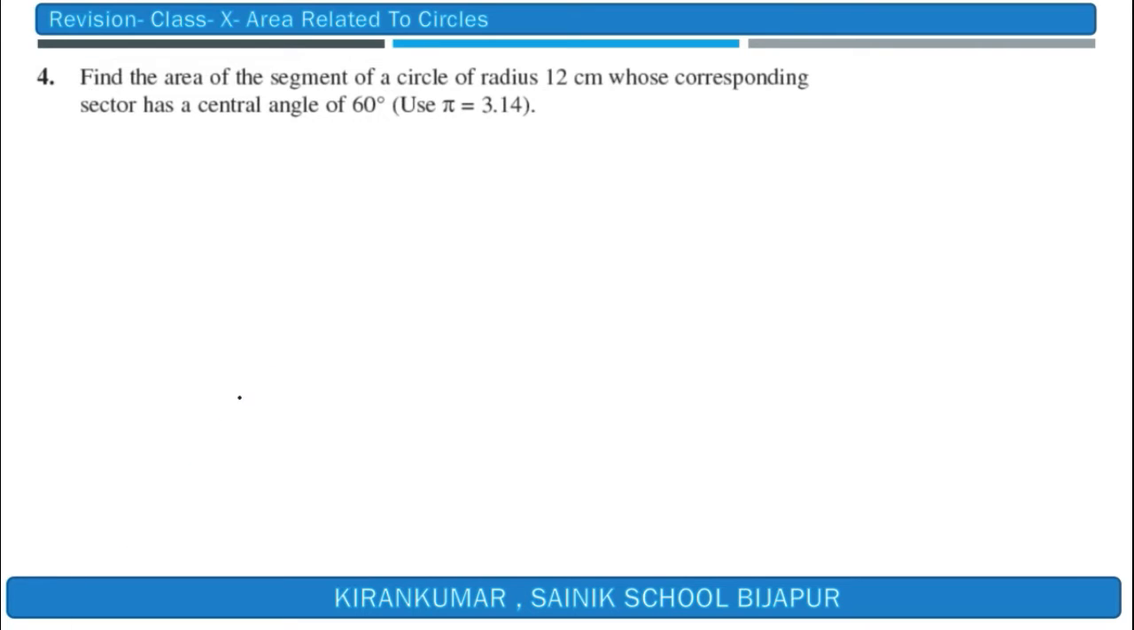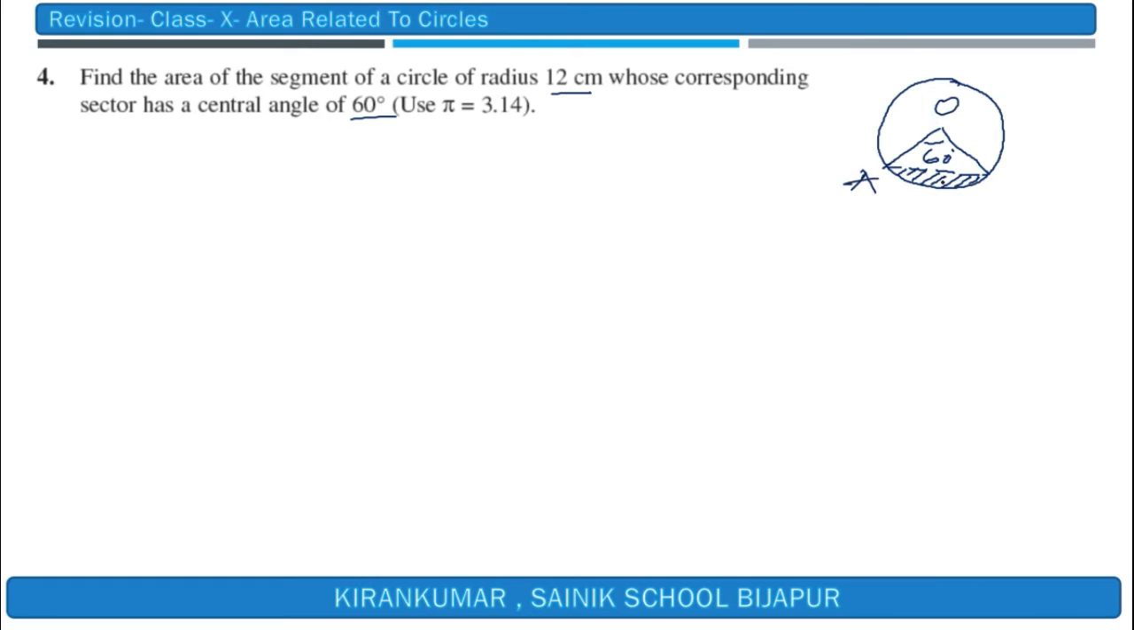Question number 4. Find the area of the segment of a circle of radius 12 cm whose corresponding sector has a central angle of 60 degree. Let me draw a rough figure. The central angle is 60 degree. Now I require the area of the segment. Let me shade the region where the segment is formed.